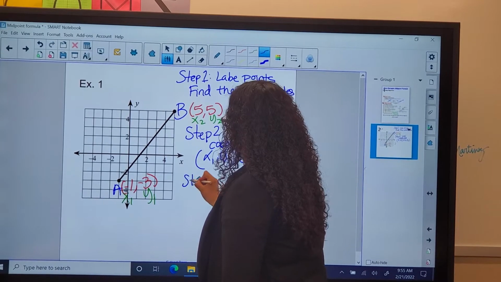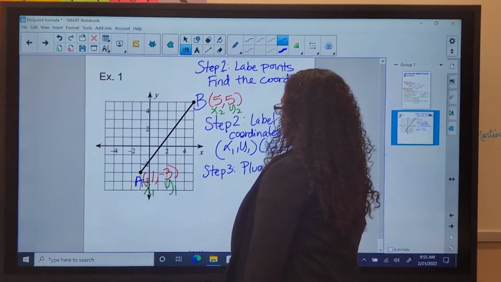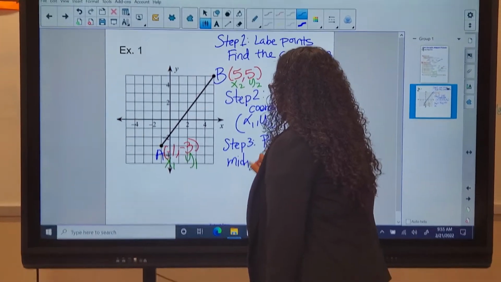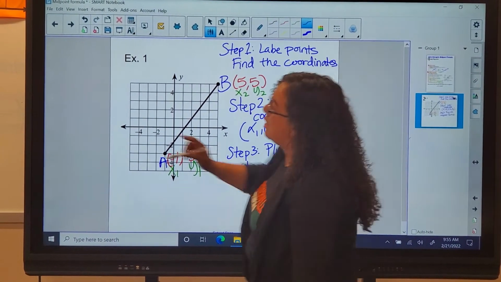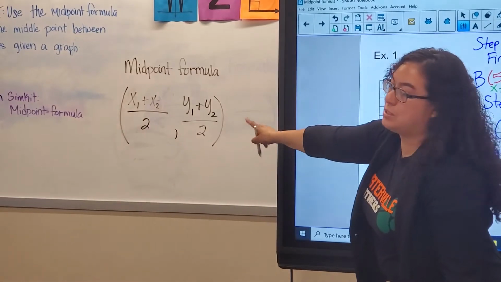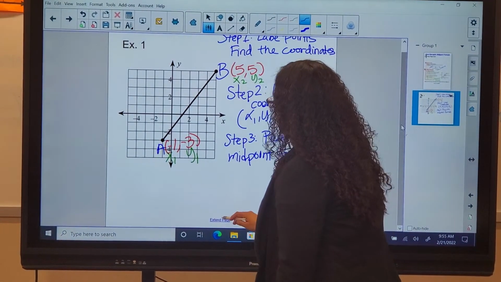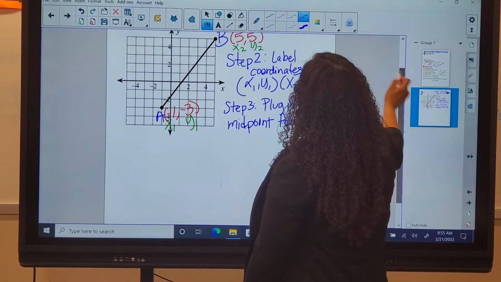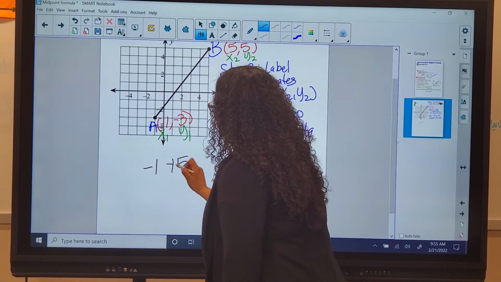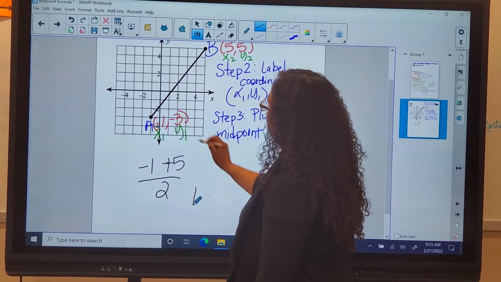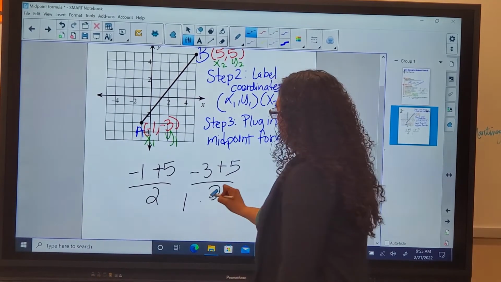Step 3, plug into the midpoint formula. We also have the midpoint formula on the whiteboard over here. X1 plus x2 divided by 2 gives me the x point, and y1 plus y2 divided by 2 gives me the y point. So I'm going to plug them in. We have x1 is -1, x2 is 5, plus, divided by 2, and then y1 is -3, y2 is 5, divided by 2.